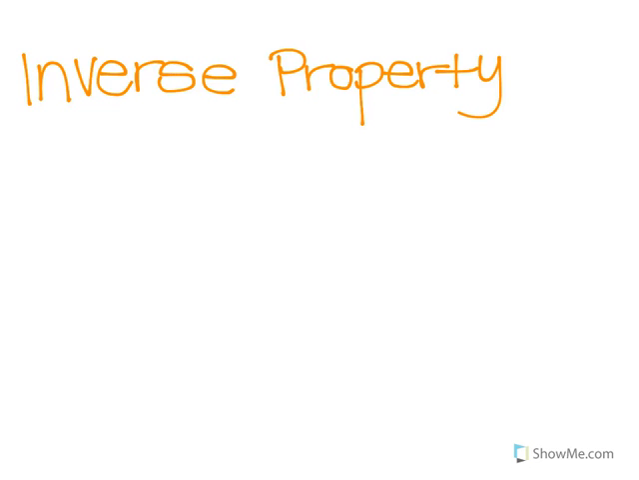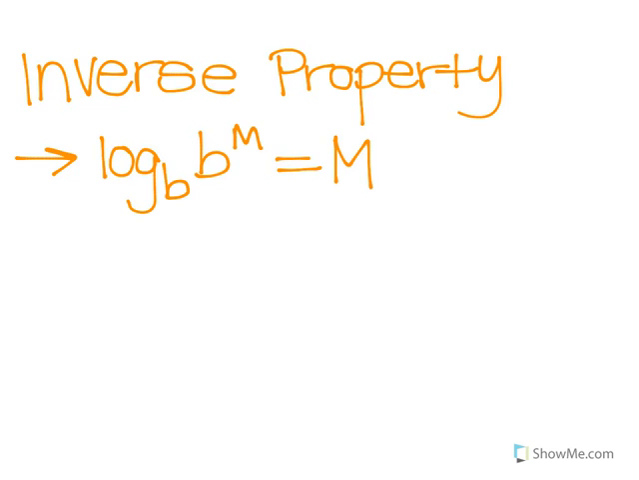The final property we're going to work with is called the inverse property. Some other teachers might refer to it by a different name. The names aren't important to me as much as just being able to know how to condense, write as a single logarithm, and expand them. So the inverse property has 2 parts. The first part is this: if I gave you log base b of b to the m, this just equals m.